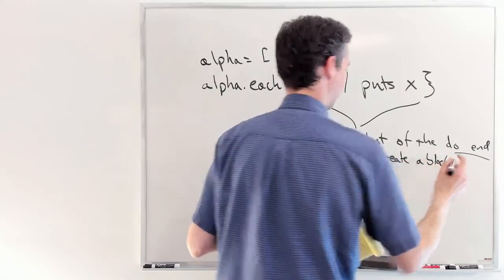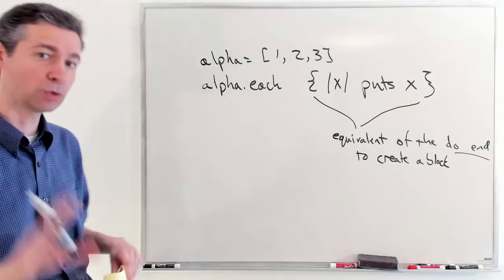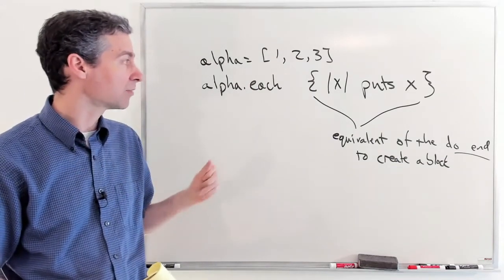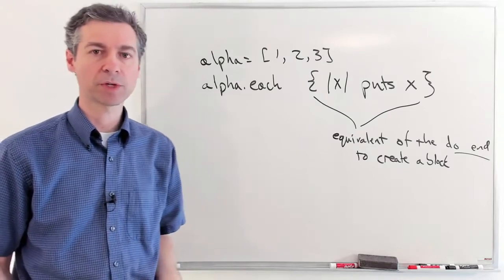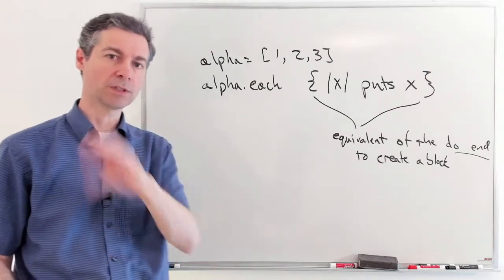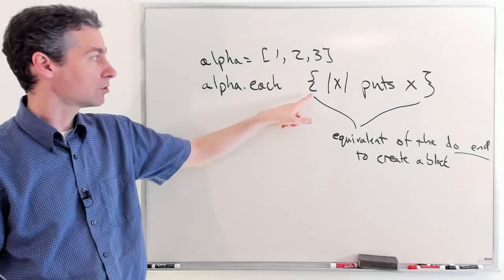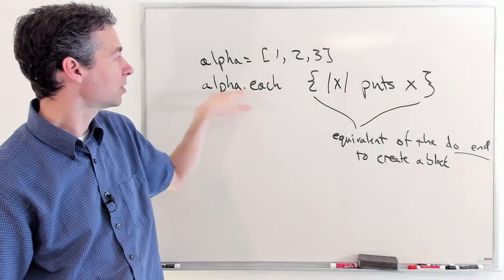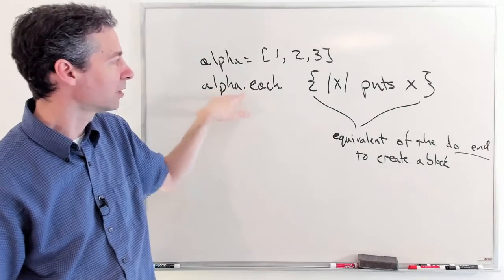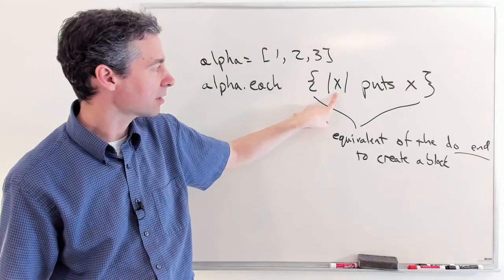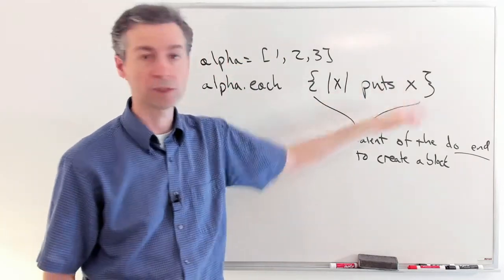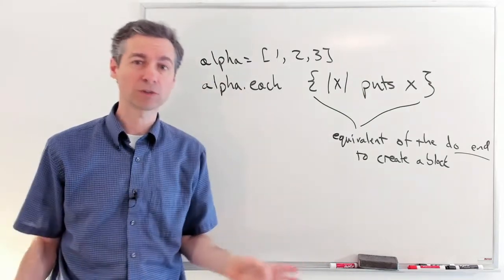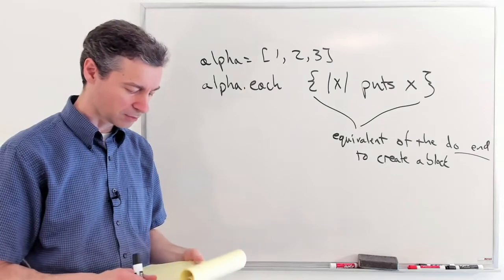It's not the same notion as a code block, which is with curly braces in Java. Blocks have a special meaning and utility that we'll show you, but you can do these curly braces. And so again, this basically says, for each element in alpha, put that into x and then do the code that follows it. You're going to see this all over the place in Ruby. You definitely want to know it.